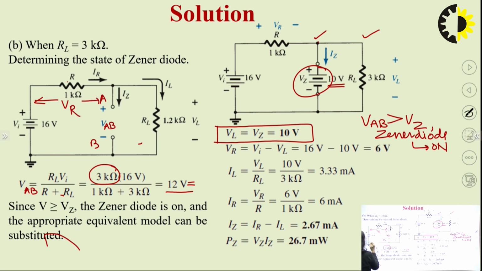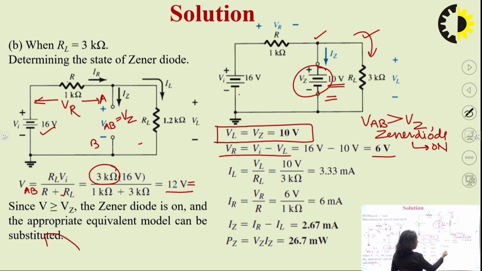Now in the second case we have to calculate VR in the circuit. VR will be equal to how much? This is VI minus VAB, which in this case will be VZ. So VR is equal to VI minus VL or VZ. So that will be equal to 6 volts. Now what will be the value of IL?